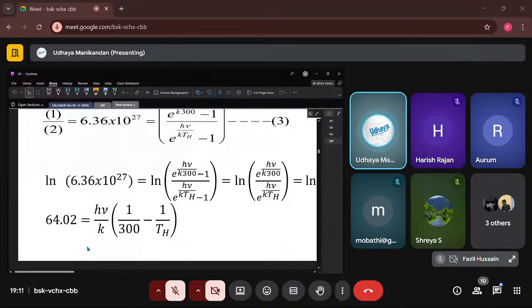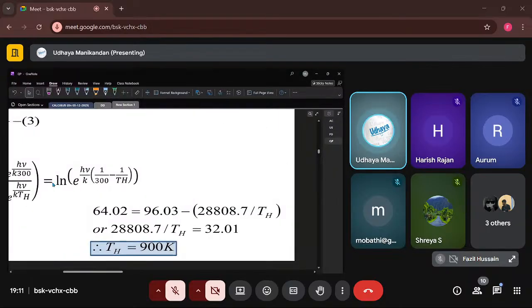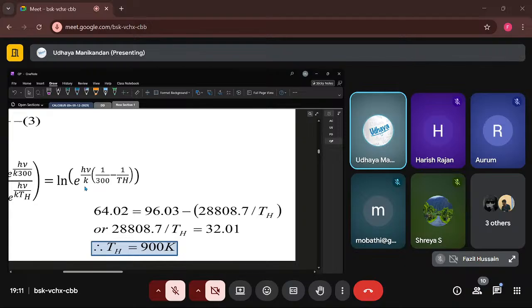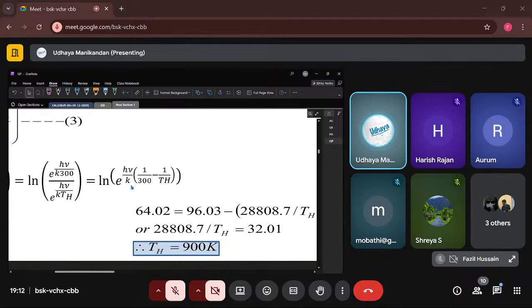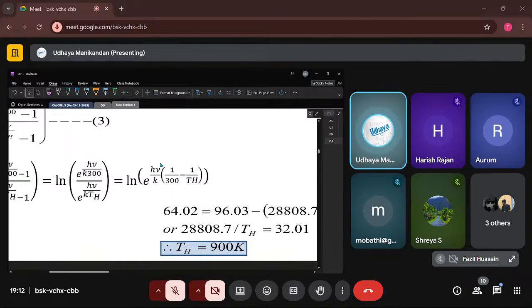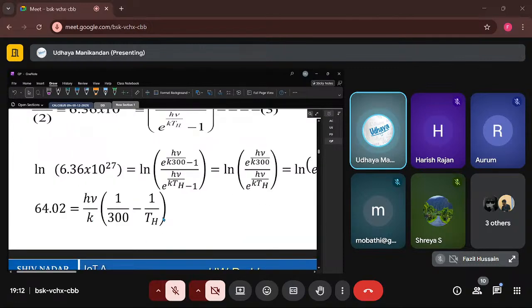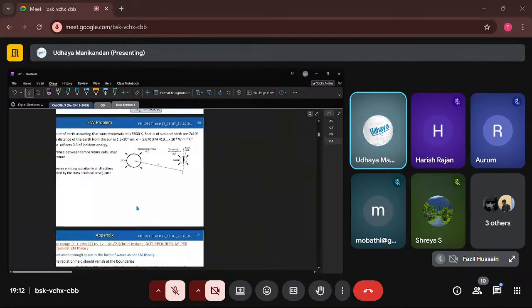Now in the right hand side we have ln of e power. Intentionally I want it to be e power so that e and ln cancel out. So actually h by k I took it common. We have 1 by 300 minus 1 by T. ln cancels out, so we just have h by k into this thing. And you can easily find T here. h by k, all these things you know. You can just evaluate for T. That's it. Okay.